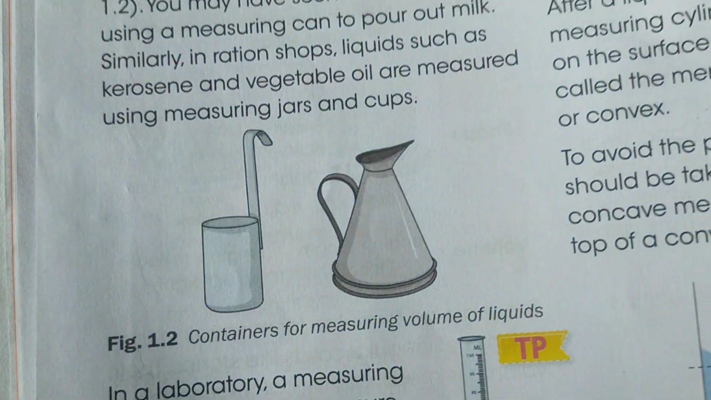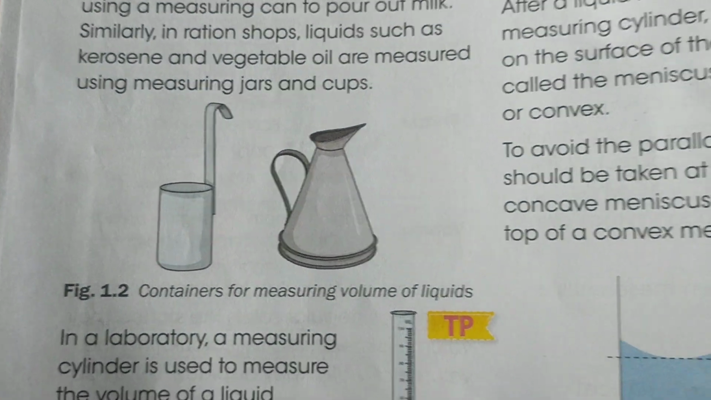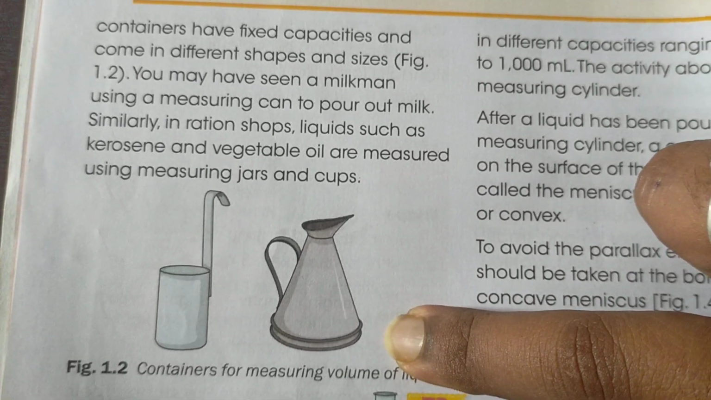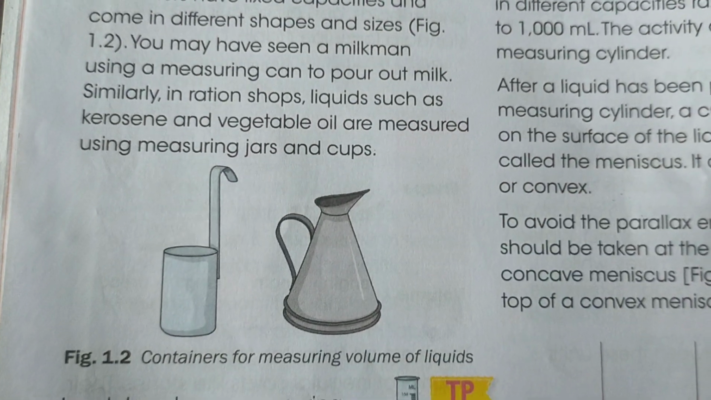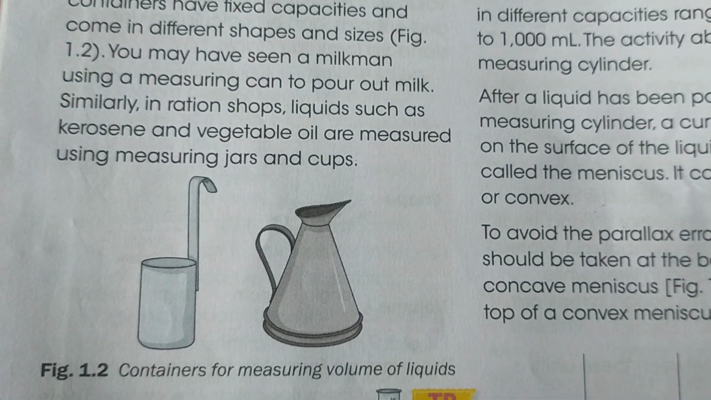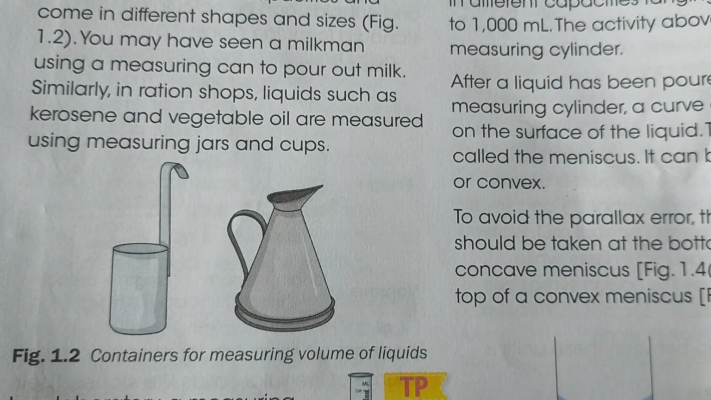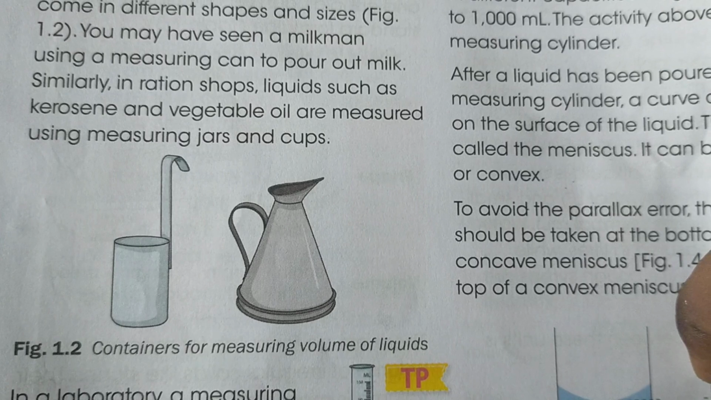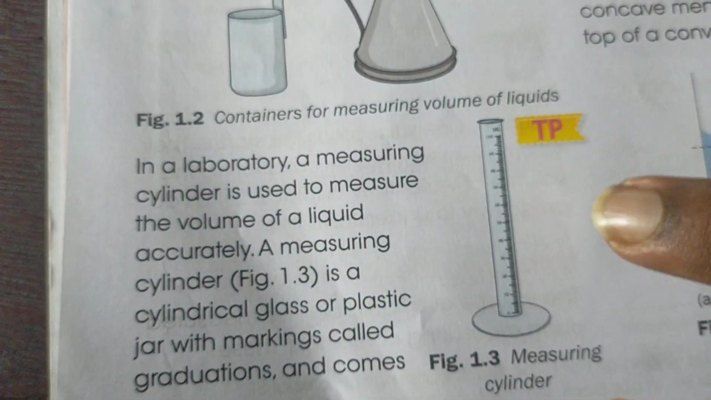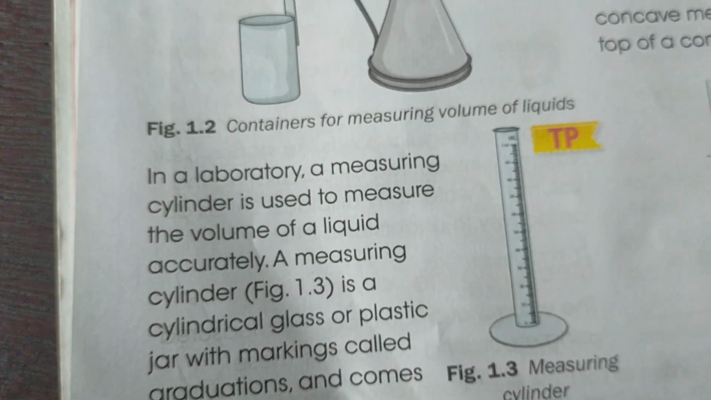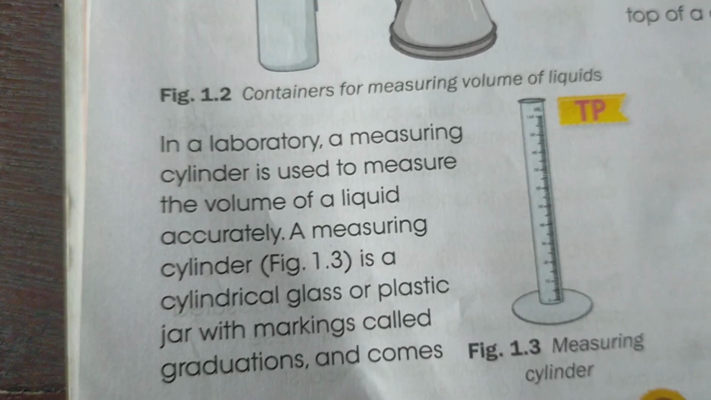For measuring the volume of any liquid, we use a measuring jar. You might have seen the milkman or the people who sell oils; they use this type of jar, that is a measuring jar. One more we have, that is the measuring cylinder. This one we use in a laboratory to measure the volume of a liquid.